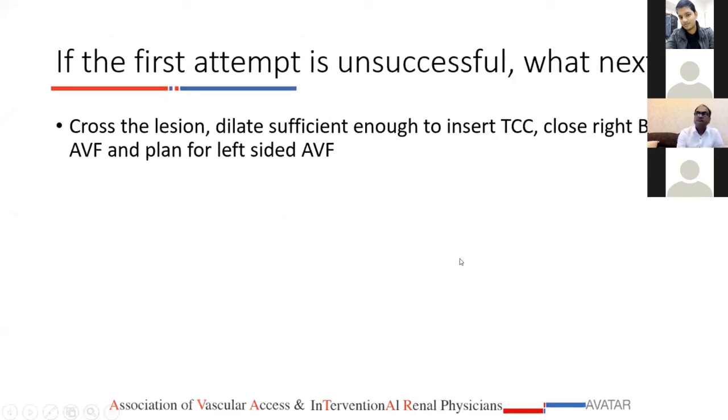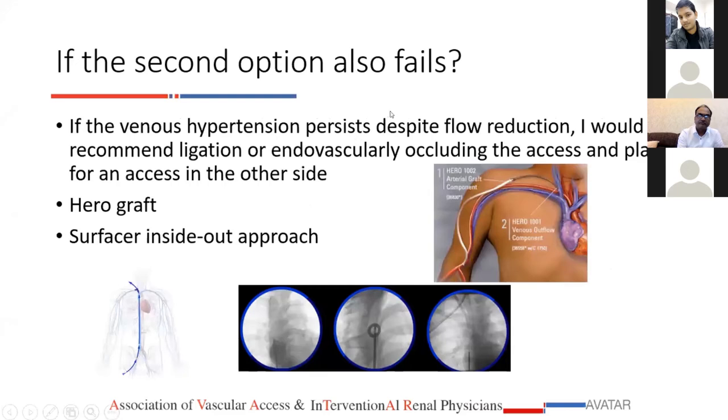So if this fails, then one of the options would be to insert a TCC and close the right brachiocephalic fistula and plan for a left-sided AV fistula. So that also sometimes has to be done in a given situation. And if the second option fails, and if the venous hypertension persists despite flow reduction, then you would ligate the fistula surgically or endovascularly and plan for the access on the other side. But prior to that, you can have these two options.